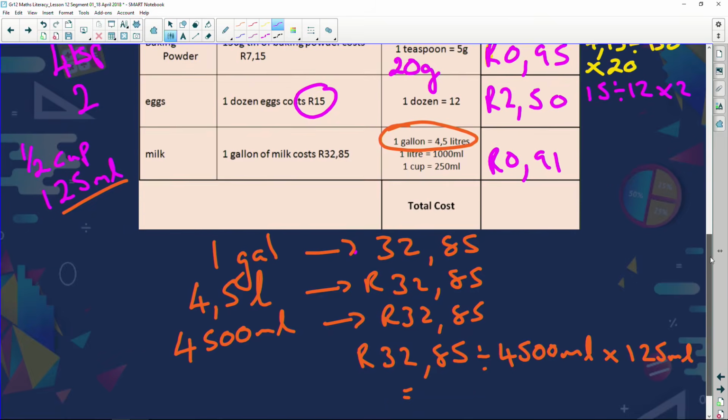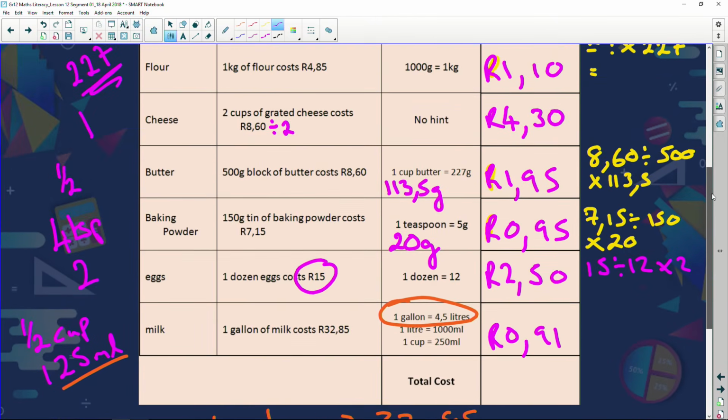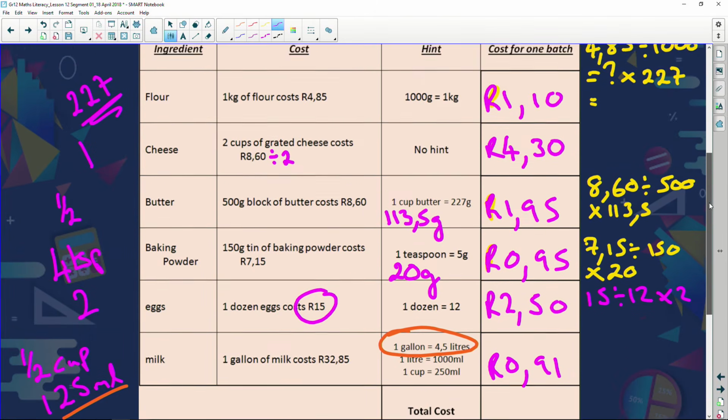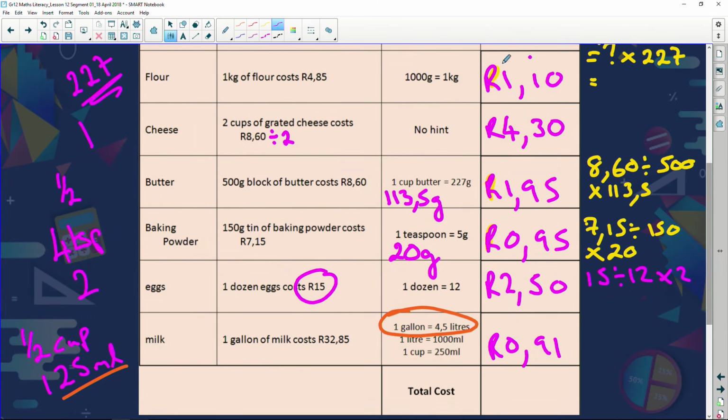Now, what's the cost of making these muffins? Guys, quite simply, all I'm going to do is add up all these figures. And I'm not going to do it for you. You can do that yourself. Say 1 Rand 10 plus 4 Rand 30 plus 1 Rand 95 plus 95 cents plus 2 Rand 50 plus 91 cents. And we're going to get our answer over there.